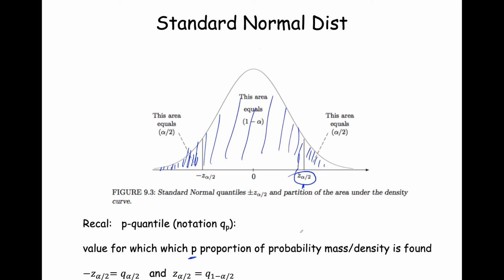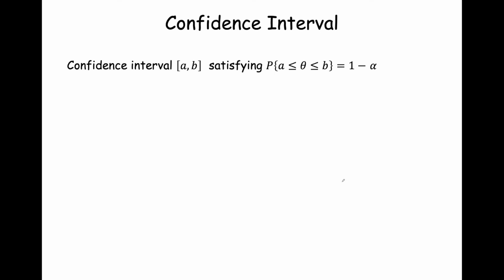And so this is relating the z values to quantiles. A z value is nothing more than a p-quantile associated specifically with the standard normal distribution, or the so-called z distribution. All right. And so we said our confidence interval is some range of values, a, b, that satisfies the probability mass within that interval equaling proportion 1 minus alpha.